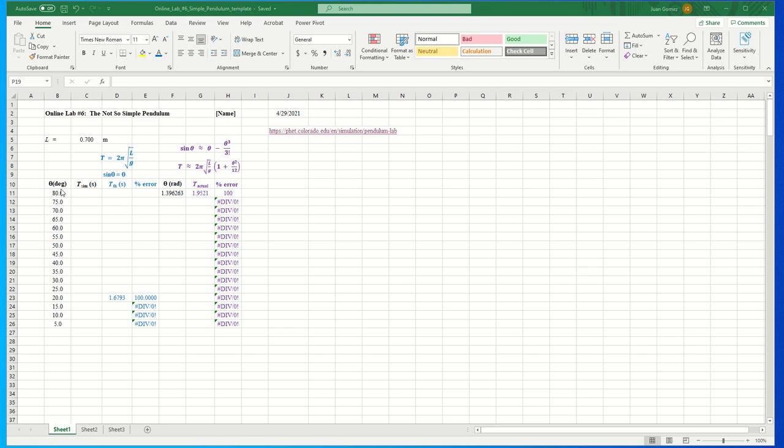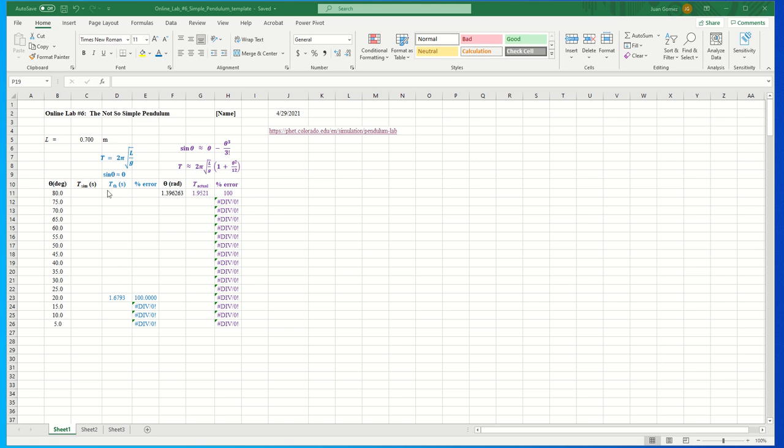run the simulation. We're going to get T-sim, the period from the simulation, for values of theta going from 80 down in increments of 5 to 5 degrees. We're going to record the simulation period, the T from the simulation, for each one. Then here in this blue column, the theoretical period, we're going to calculate it using the small angle approximation.